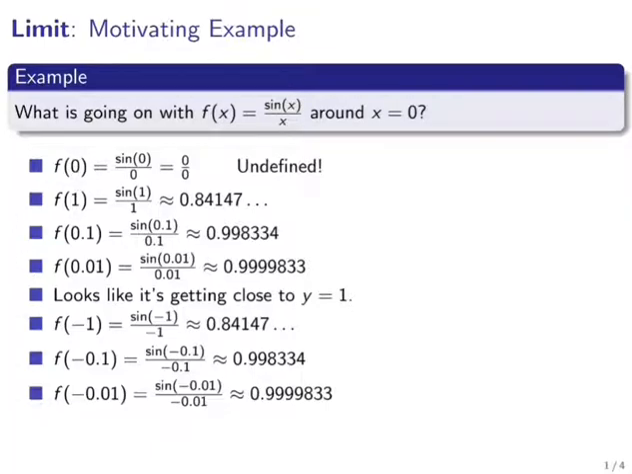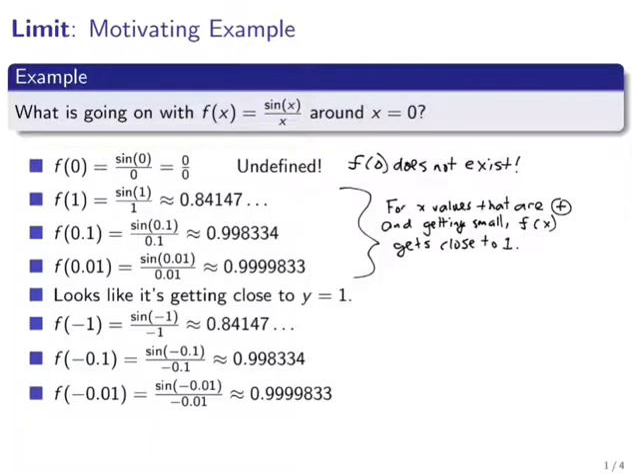I'm plugging in values of x that are close to 0 but positive, and some that are close to 0 but negative. And you might notice from the calculations in the top half here that as I plug in x values, the inputs to the function, that are still positive but getting small, getting closer and closer to 0, it looks like the outputs are getting close to 1. And in fact, pretty rapidly.